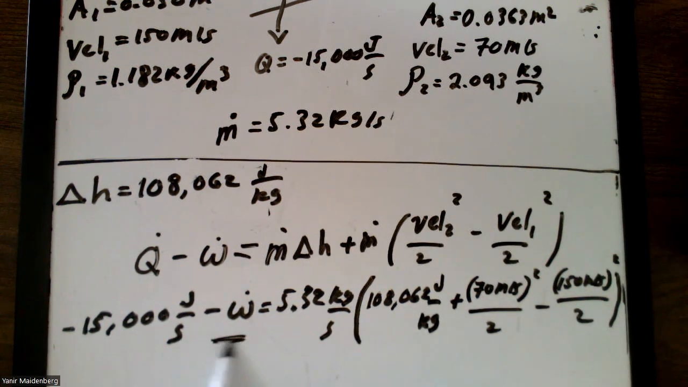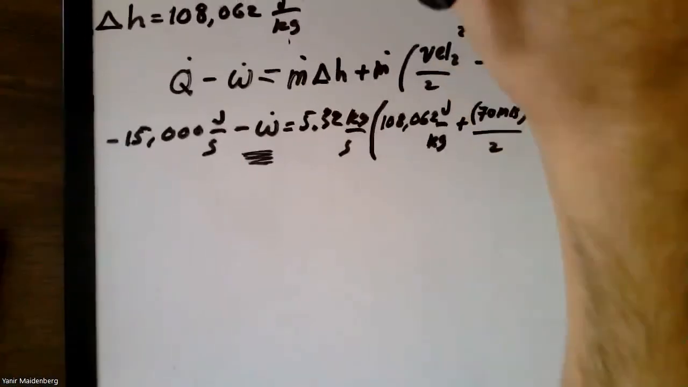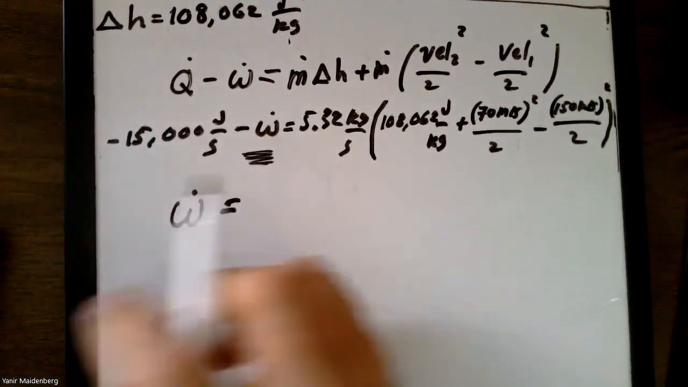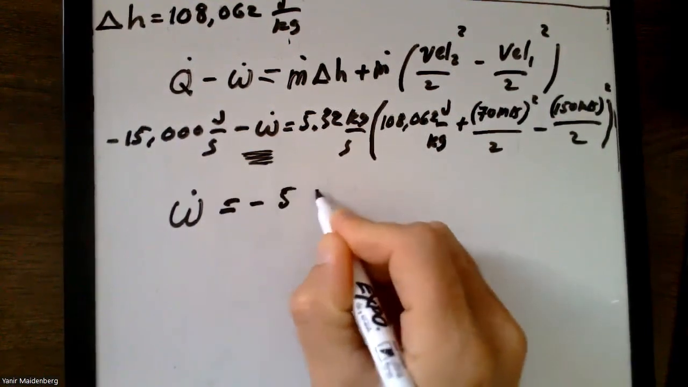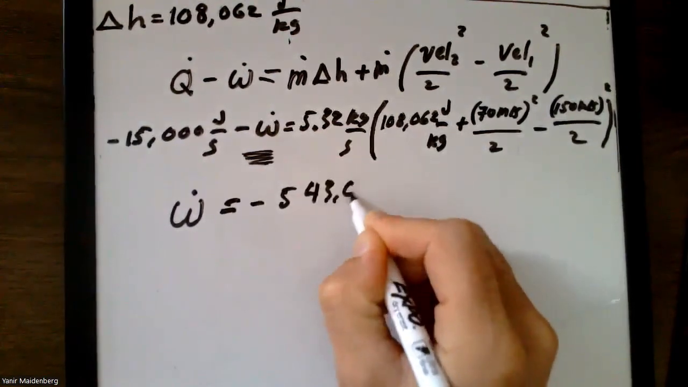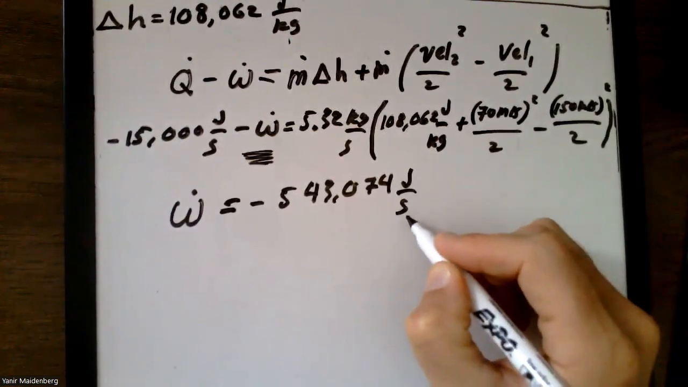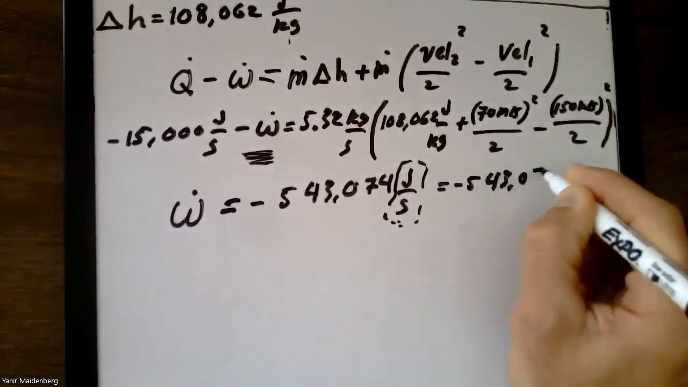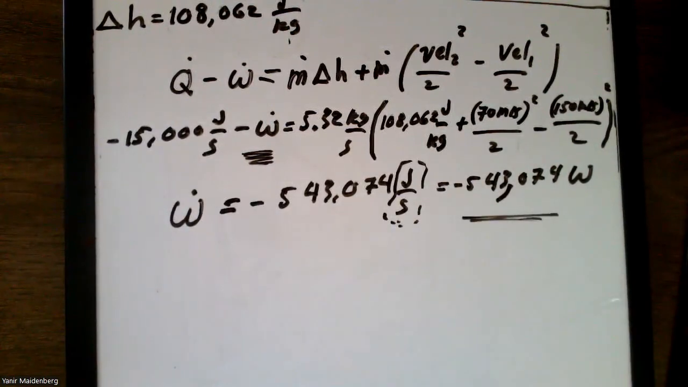And then all we got to do is isolate this work term. Let's get that up here. And when we do, we get that work is negative 543,074 joules per second, or this is really watts, right? And that means that we need to input about 500,000 watts to make this compressor work.